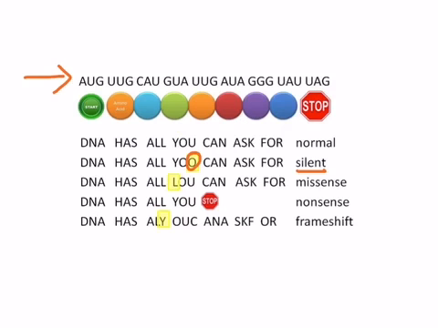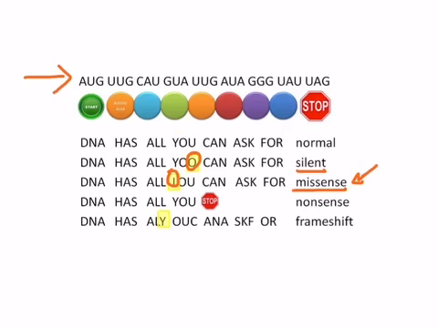DNA has all you can ask for. With a missense mutation, or a mutation that changes the amino acid, we now change the U here to an L, and it goes "DNA has all Lou can ask for." That changes the meaning. A missense mutation changes the meaning. A nonsense mutation, remember, cuts it off too early. In this case, "DNA has all you," and you don't get the rest of the sentence.